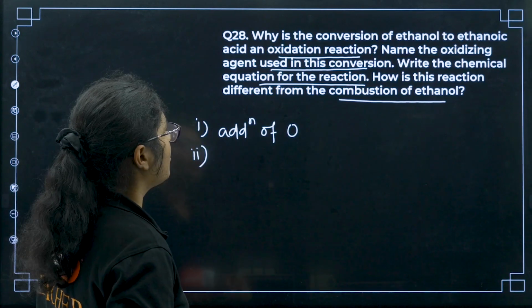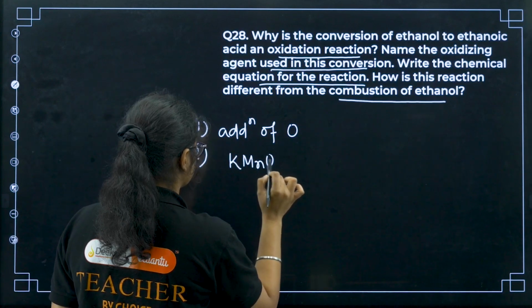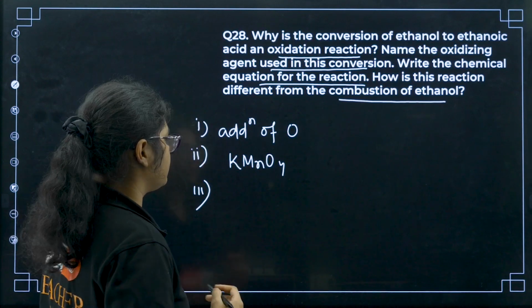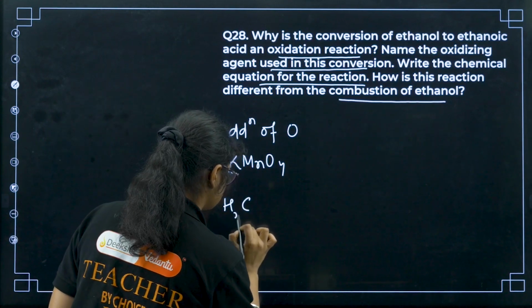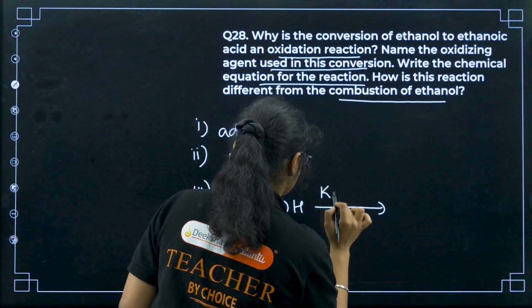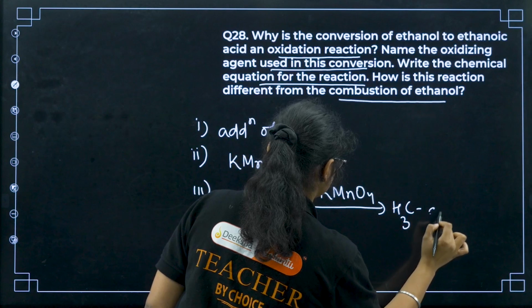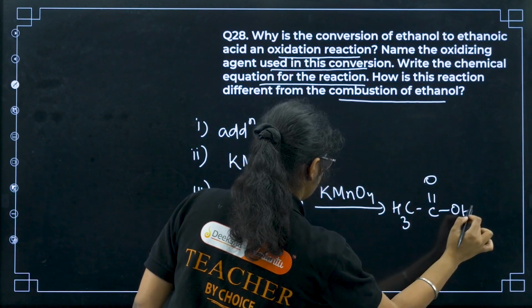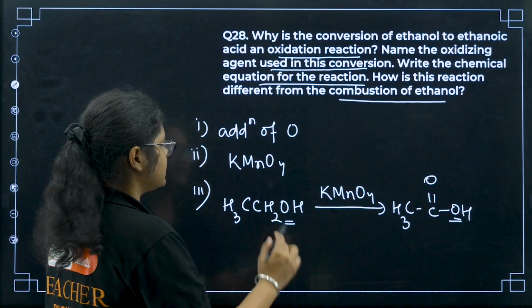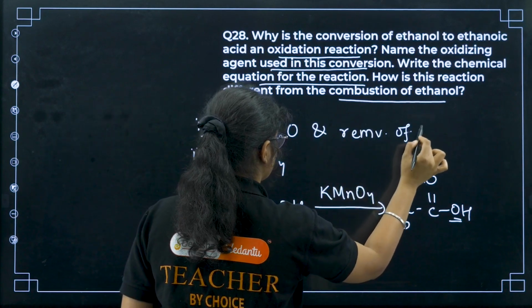Next, what you have to do? Oxidizing agent used in this reaction, that is you can write KMnO4. This is the oxidizing agent. Write the chemical equation for the reaction, that is CH3CH2OH in presence of alkaline KMnO4, it will give you CH3COOH, right? So you see there was only one oxygen, here there are 2 oxygen, okay? So there is addition of oxygen as well as there is removal of hydrogen.